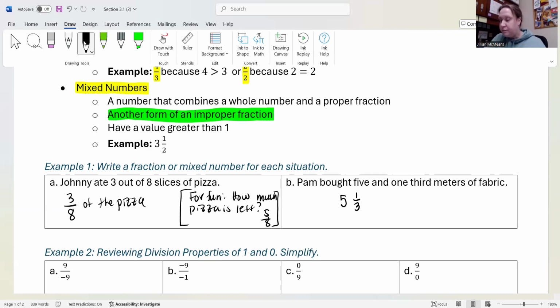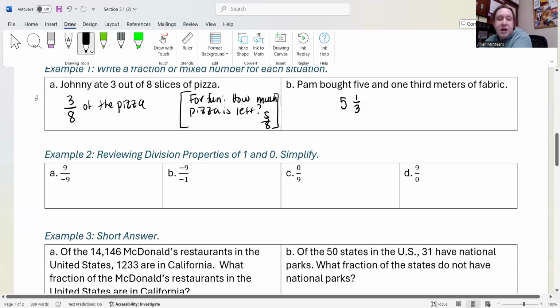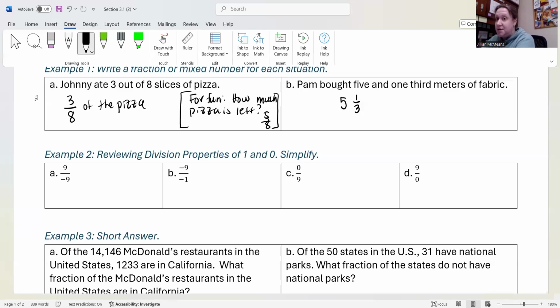Okay. So example 2. Still dealing with fractions. Example 2 says reviewing division properties of 1 and 0. So this is stuff that we actually talked about 2 chapters ago. We just need to make sure we bring it back to the surface. Anytime you're dealing with division or fractions, there are certain things that you really do need to know. So the first division property of 1 says if you take a number and divide it by itself, you just get 1. So if I were to take 7 and divide it by 7, I just get 1. That's 1 whole. 7/7 is 1 whole.